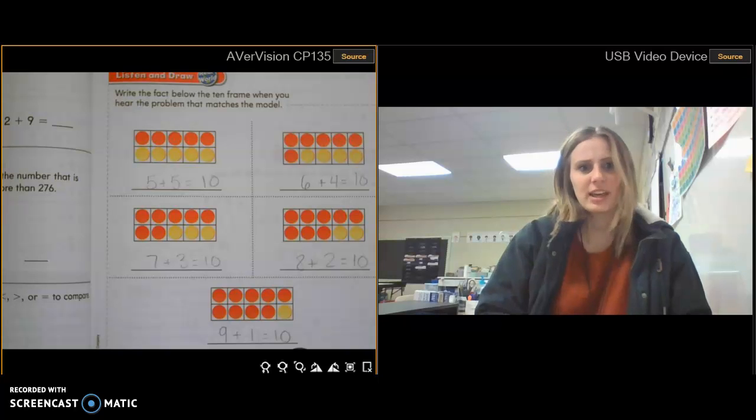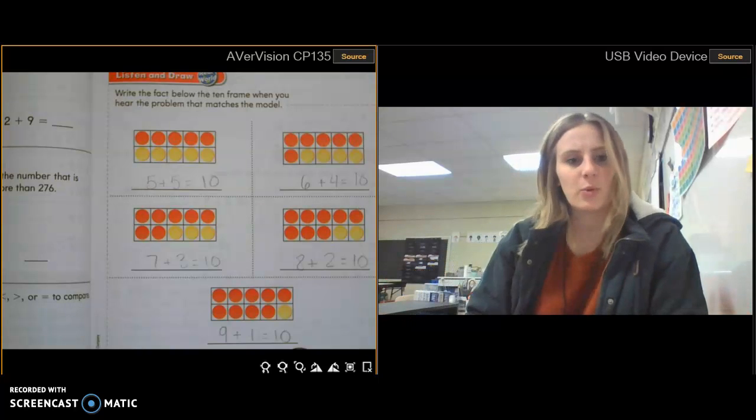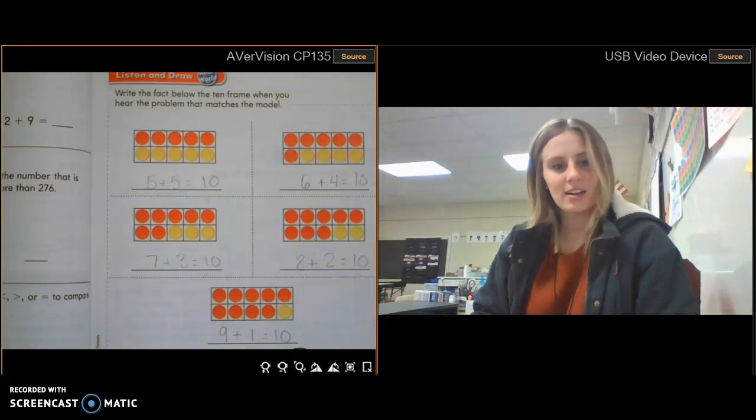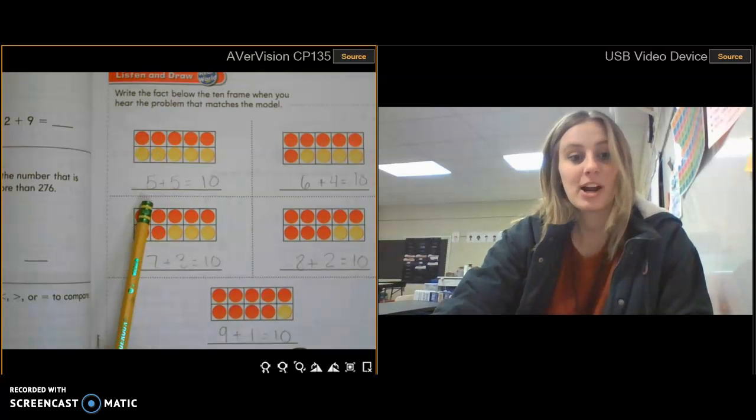Now I want you to think about, what repetition did you see? What did you notice in these equations in our number sentences? Did you notice anything? I noticed that our first addend, so remember our addend is our first digit.